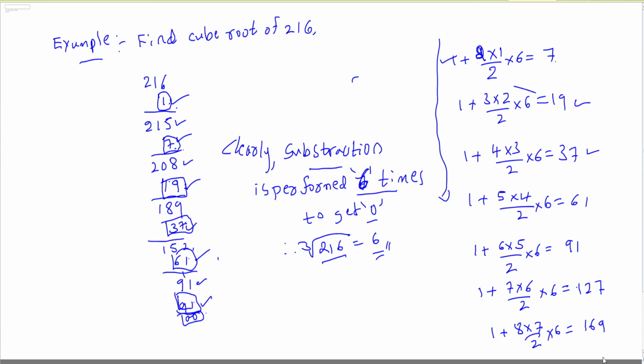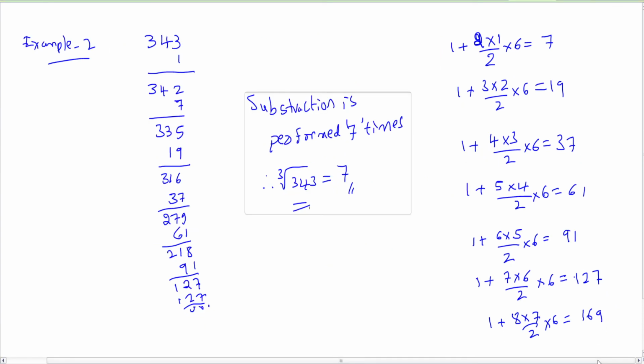If you take one more example, you can clearly understand. For example, 343. First subtract 1, you don't get 0. Then subtract 7, still we don't get 0. Then 19, 37, 61, 91, and 127, then we get 0. Therefore, subtraction is performed 7 times. Therefore, the cube root of 343 is 7.